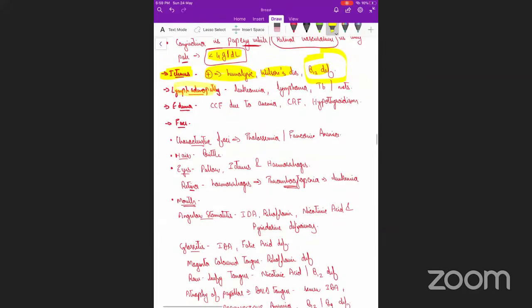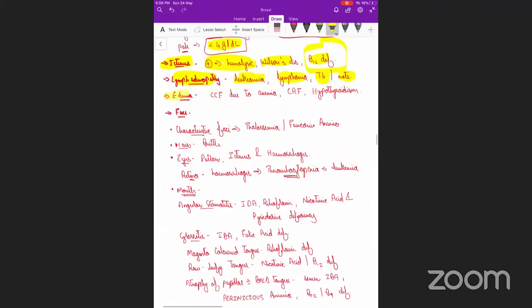Then comes lymphadenopathy, very important. TB, mainly we'll think of TB. If not that, then secondary to meds, lymphoma or leukemia. Then comes edema, again congestive cardiac failure or chronic renal failure. Hypothyroidism, very important.